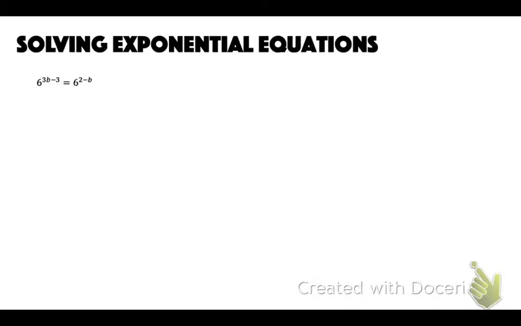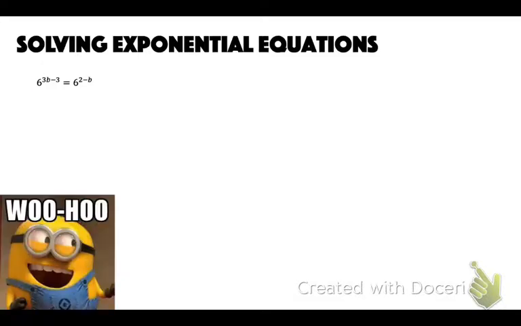So, solving exponential equations. If they have the same base, it's pretty easy to solve these. So this one, we have 6 to the 3b minus 3 equals 6 to the 2 minus b. Well, a lot like logarithms that have the same base, if they have the same base, we can just cancel the bases. Woohoo. And then you just set the exponents equal. So then you get 3b minus 3 equals 2 minus b. And that's a pretty easy equation to solve.